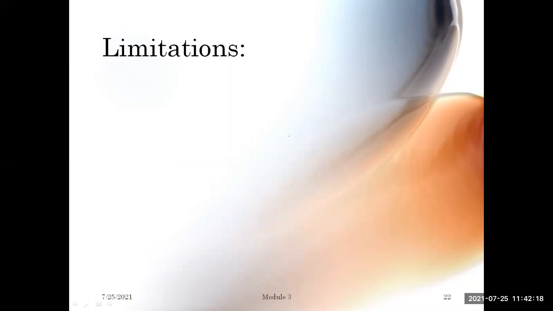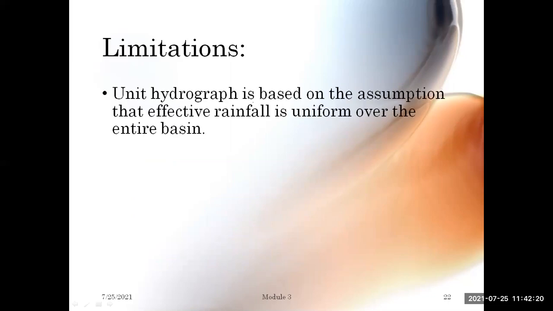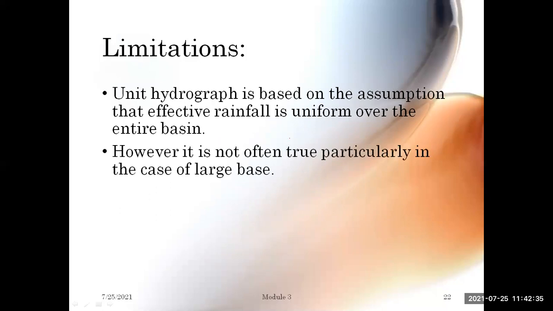Coming to the limitations, you have certain limitations also. Basically, the first assumption is that the effective rainfall is uniformly distributed over the basin. That is the assumption we have made, but it is not practically true. Whatever effective rainfall is assumed to be uniform is not practically true in the case of a large basin, because it is not uniform, it is non-uniform.